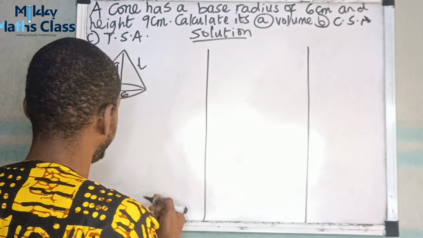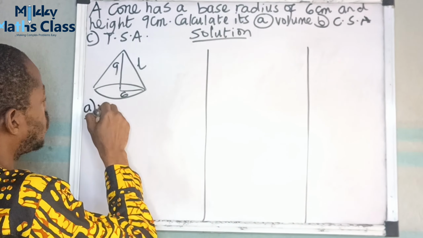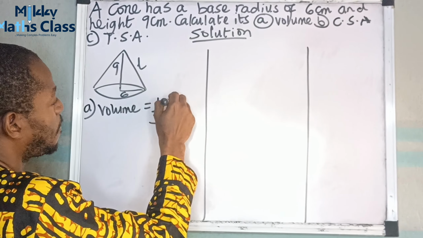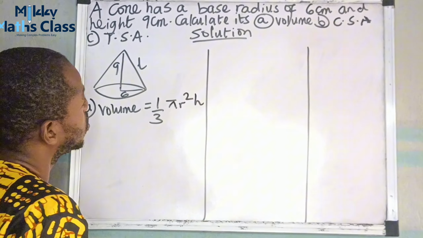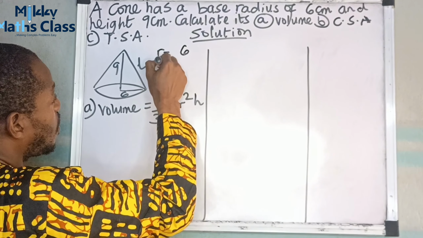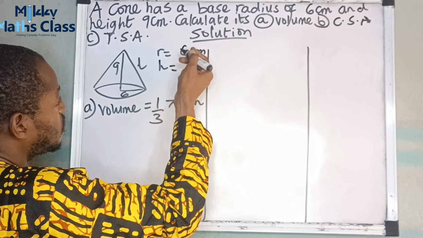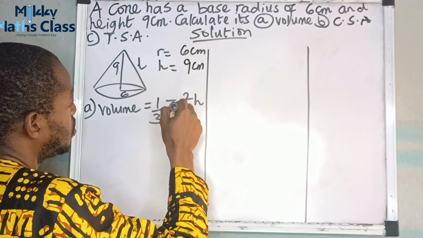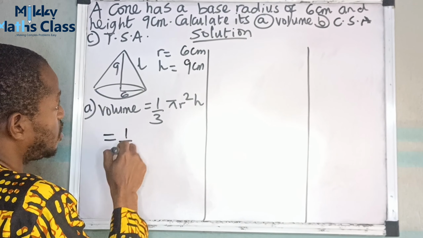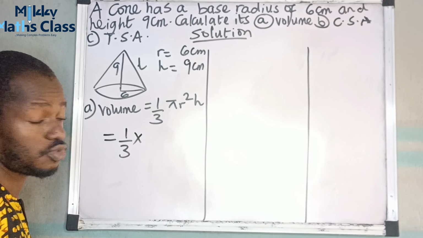Calculate its volume. The first thing, we know that volume of a cone is equal to 1/3 pi r square h. And we already know that our radius here is 6 centimeters. Our height is 9 centimeters. So we input it into this. So the volume is equal to 1/3 times our pi. We use 22/7.